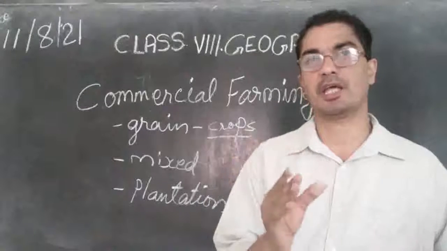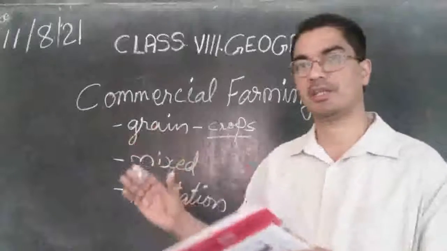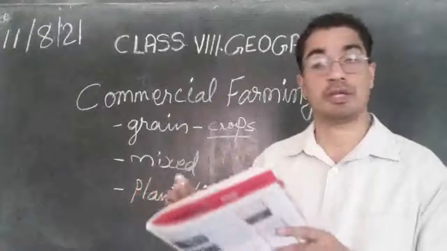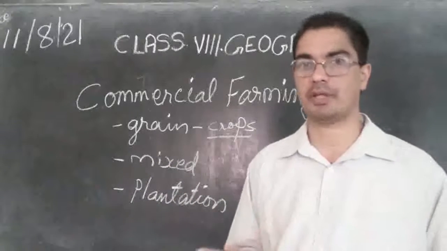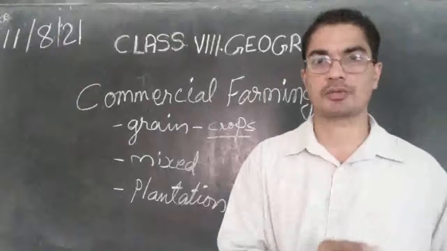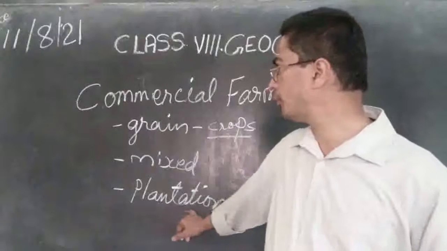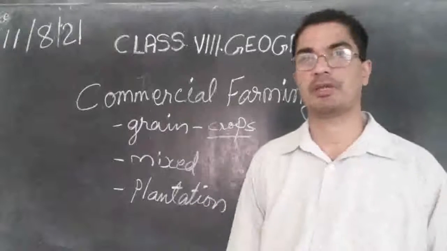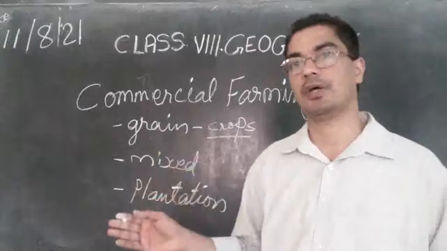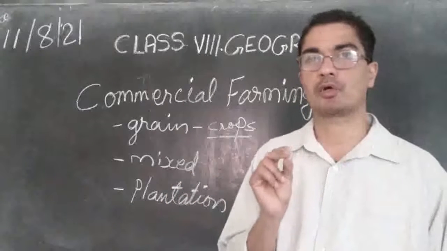So they themselves cultivate it. One area they keep for cultivating the fodder for the animals. Another area they keep for growing animals. So that is why mixed farming. So they cultivate crops as well as grow animals. And the third type of commercial farming is plantation. In plantation there is a large area where plantation takes place and they cultivate only one crop.